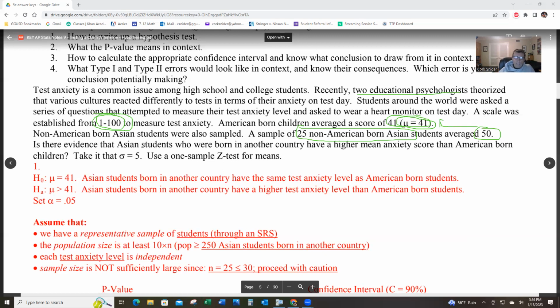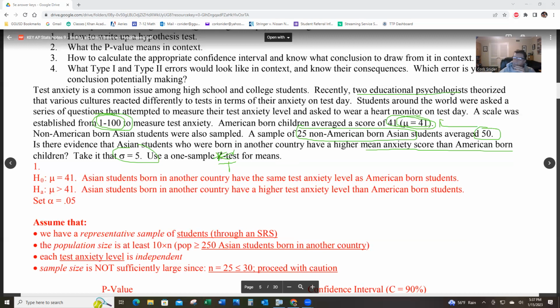Is there evidence that Asian students who were born in another country have a higher mean test anxiety score than American-born children? Take it that the standard deviation is 0.5. This says one sample z-test. We're always going to do a t-test, so why don't you scratch that on your notes? We're always going to do a t-test for means. Always do a t. Okay, so when you get this question, this is one question on the AP test. It's one question, but it launches a four-part response.